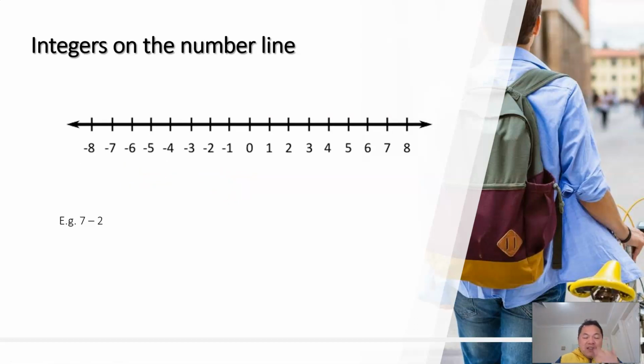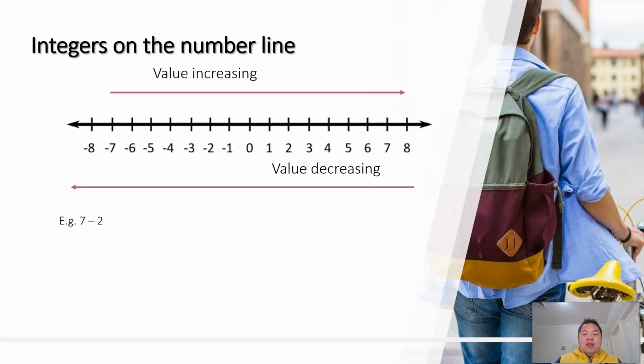For example, 7 minus 2. That's something that we already learned in kindergarten, isn't it? Using the number line to represent it: whenever we need to increase, you always go to the right. Whenever decreasing, you go to the left. Again, go back to the basic principle.